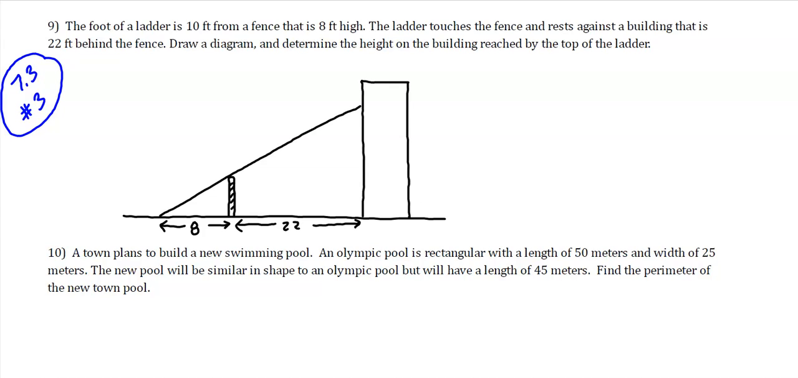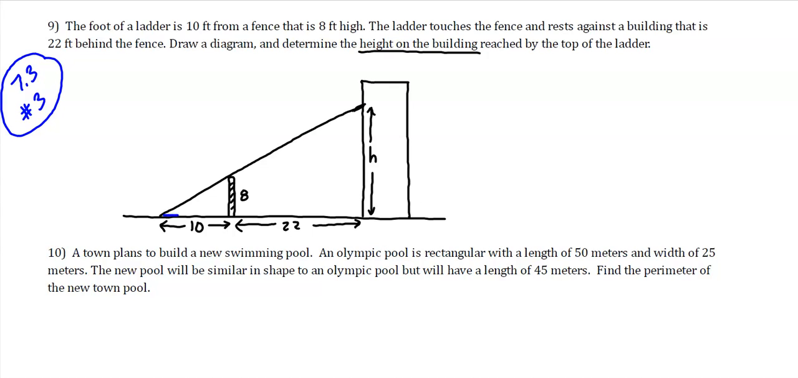And what else do we know? We know that the foot of the ladder is 10 feet, and the fence is 8 feet high. So that's the height. And then we need to determine the height on the building that's reached by the top of the ladder. So we need to figure out what this height is right here where that ladder touches the building. So I'm seeing a couple triangles.